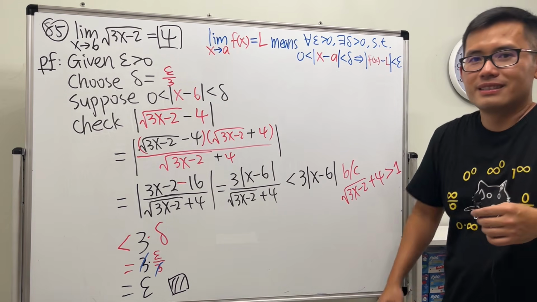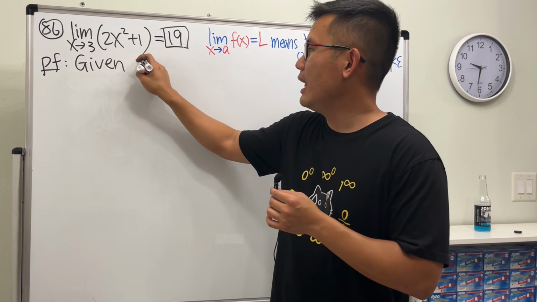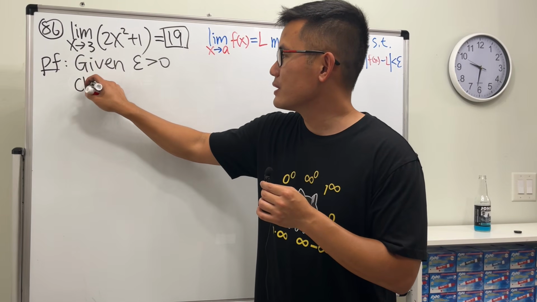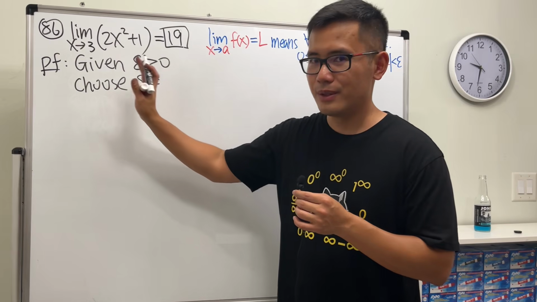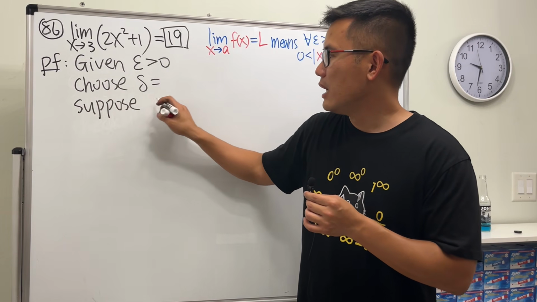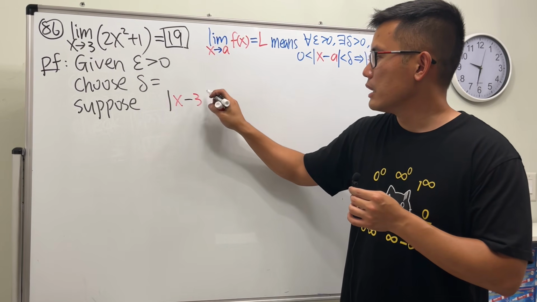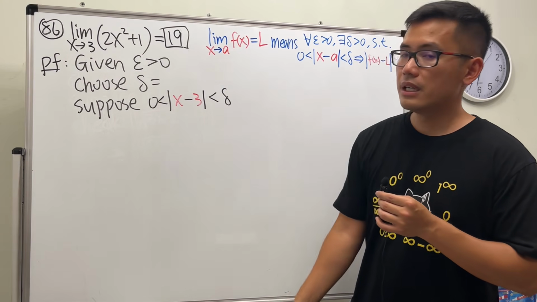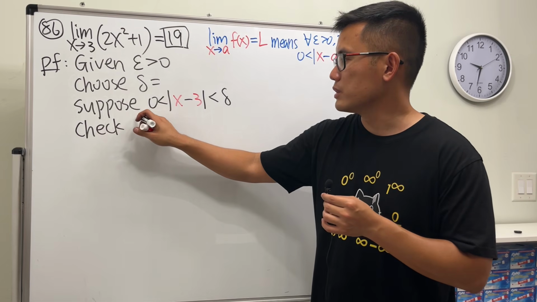We're done. Proof: given epsilon greater than 0, and then we are going to choose delta. I don't know yet, but I'm not worried about it. Suppose absolute value x minus 3 is less than delta and then greater than 0 like this. Lastly, we are going to check, and hopefully everything goes smoothly.